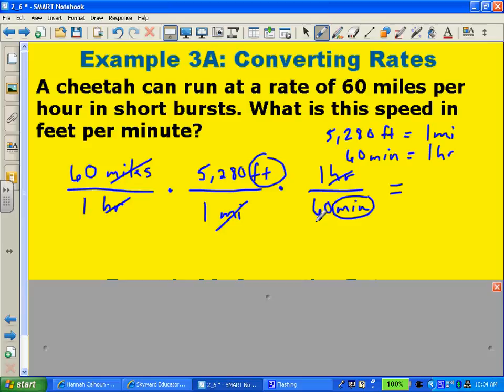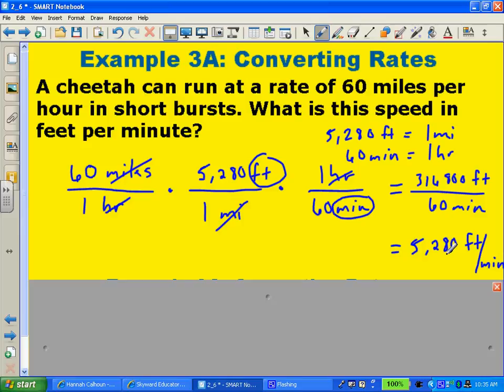So I can do a little reducing if you want. I don't want to confuse you, so I'm not going to do that here. So on the top I have 60 times 5,280, which would be a big number here, 316,800, and that's feet over 60 minutes. And then all I have to do is go ahead and divide that, which again, this one's a little bit of an easy one. So he's going a mile a minute, 5,280 feet per minute. So now I've converted 60 miles per hour to feet per minute.